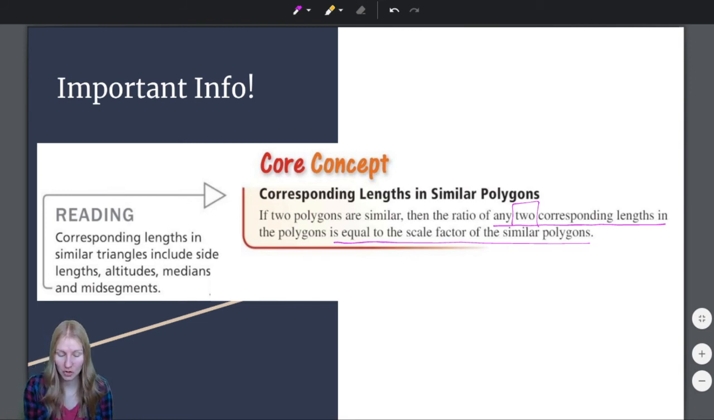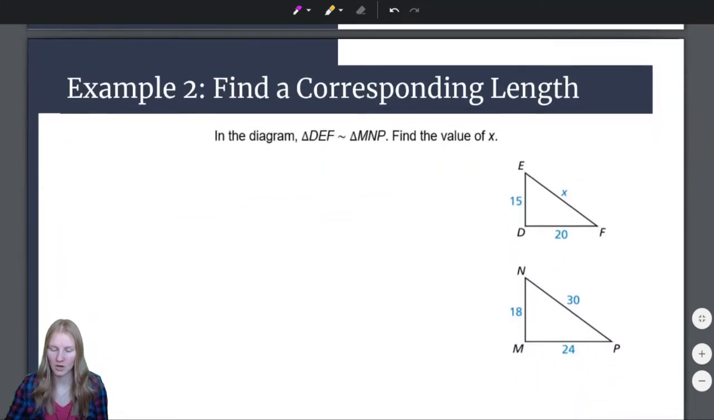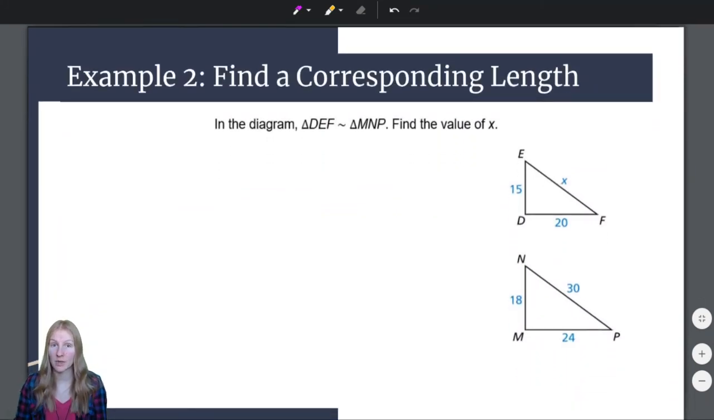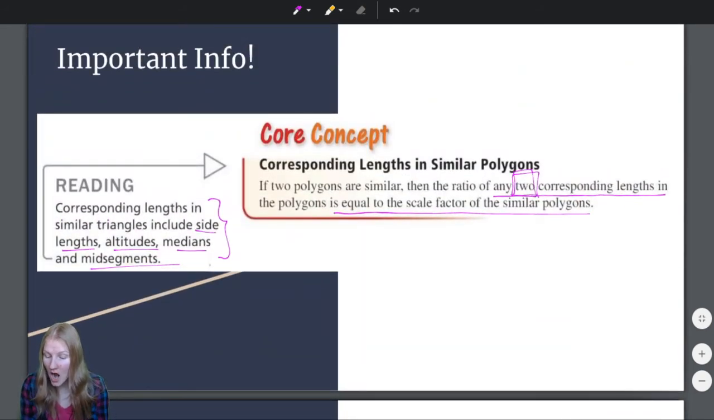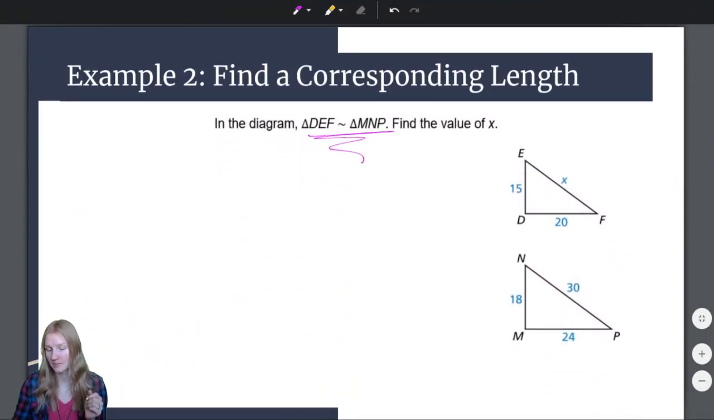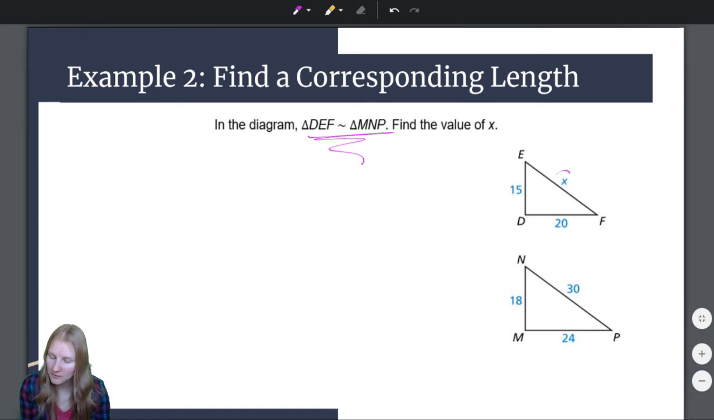Okay, and corresponding lengths in similar triangles, that's side lengths, altitudes, medians, midsegments, all of those pieces of a triangle can correspond. Okay, so we're going to find a corresponding side length. So, in the diagram, we know that these two triangles are similar, which means I only need to work with two of the corresponding sides. I don't have to work with all three. So, we want to find the value of x.